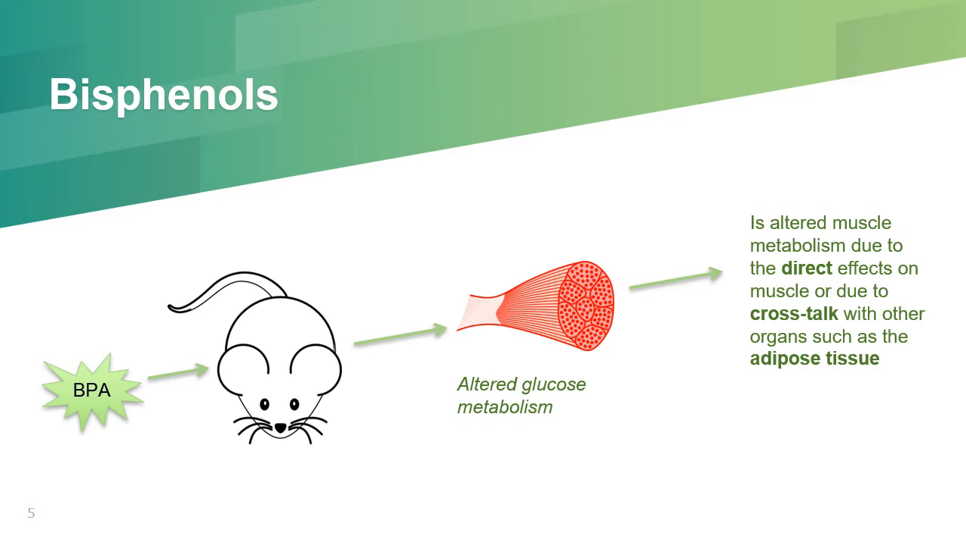So several studies have shown that BPA, for example, can have harmful effects on human health, as it's been linked to cancer, to metabolic syndrome, etc. In mice, for example, bisphenols have been shown to alter glucose metabolism in the skeletal muscle. However, it is unclear whether the effects of bisphenols on muscle metabolism are due to the direct exposure of BPA on muscle, or whether there is crosstalk with other organs such as adipose tissue.